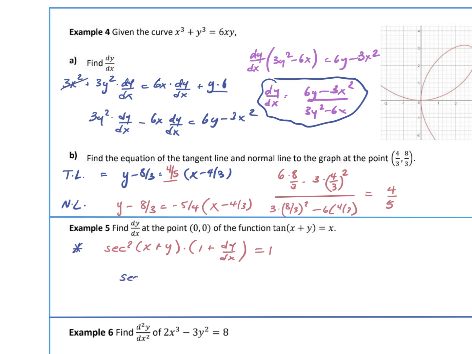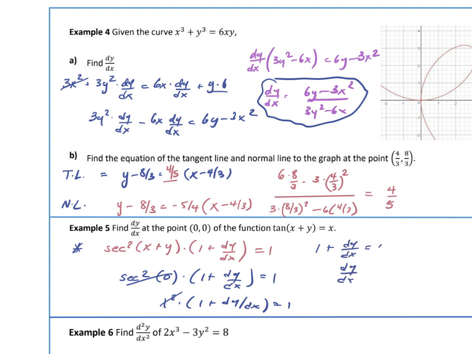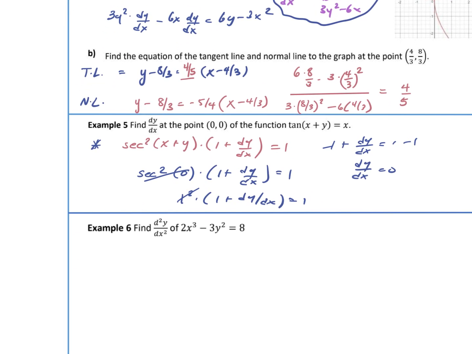So we get secant squared of 0 plus 0 is 0. And then 1 plus dy/dx equals 1. So secant of 0 is 1. So 1 squared is 1, and then 1 plus dy/dx equals 1. So you could distribute the 1, but that's just going to go away. So we get 1 plus dy/dx equals 1. So dy/dx equals 0 if we subtract it over there. Okay. All right, this one they want the second derivative.